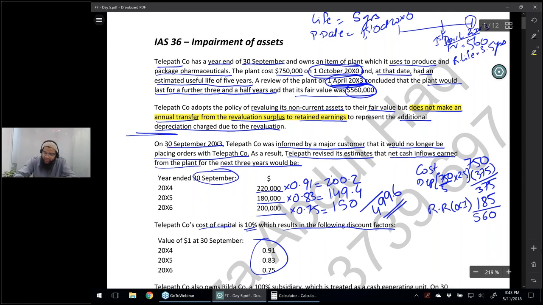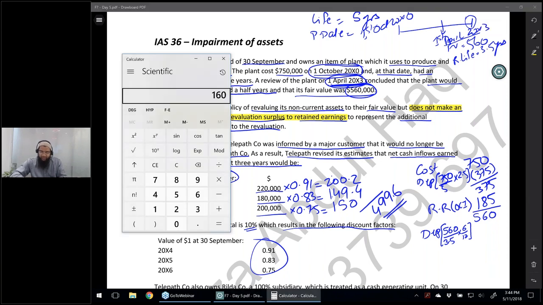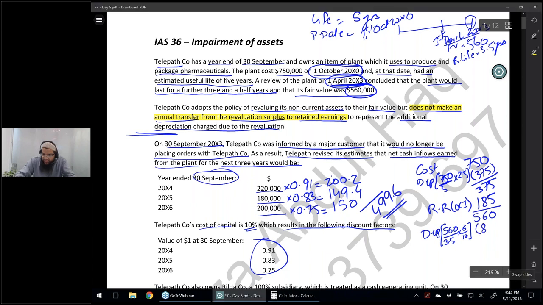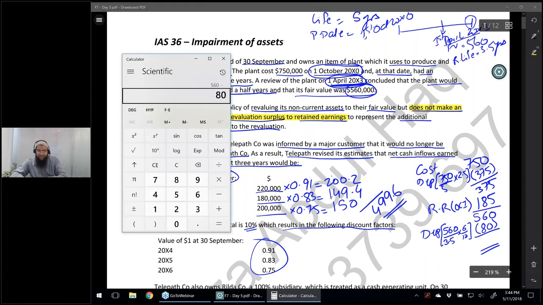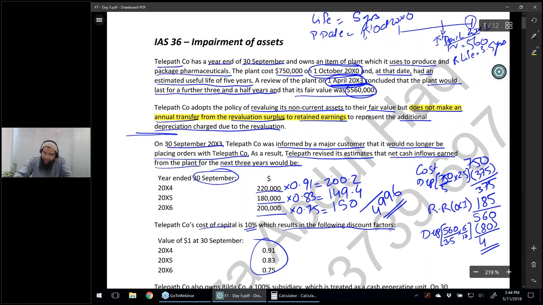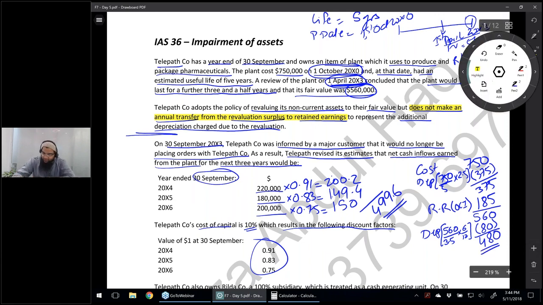So we need to depreciate the asset further by 6 months. So 560 divided by the remaining life of 3.5 years into 6 by 12 is going to be depreciation of 80. So after charging depreciation of 80, 560 minus 80 is going to be 480. So the carrying amount is actually 480 and the revaluation reserve is 185.